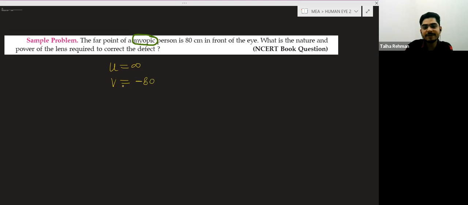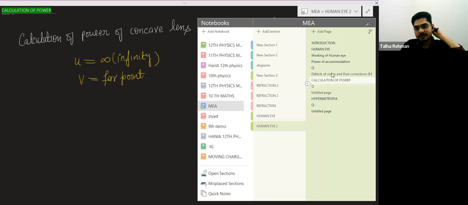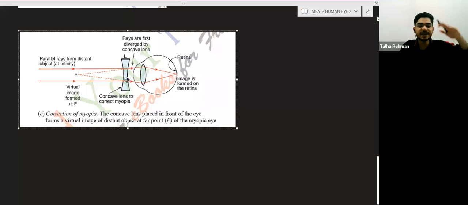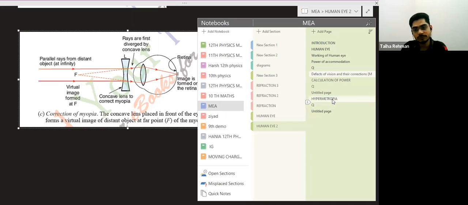Why minus 80 centimeters? See here. This is the lens, and the image is formed on the left side of the lens. I have told you, on the left side we will take the negative distances in sign convention. That is why I am taking minus 80. So these points you should remember.